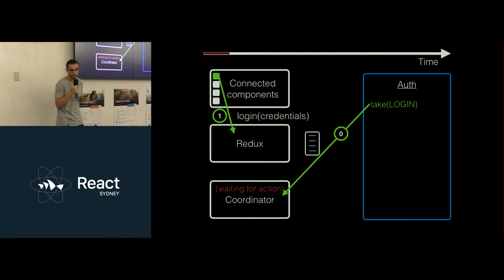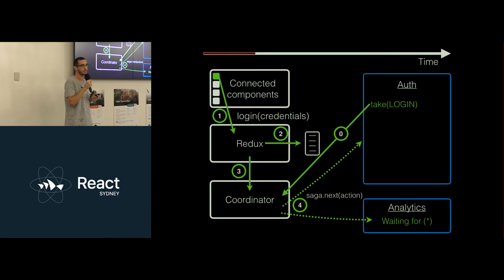Then, after a while, a user on your website submits the form. So the login action is dispatched with the user credentials. It goes first into the Redux store. It may or may not change your state. And then our coordinator is notified. Coordinator will then call saga.next with our action, which has type and payload.